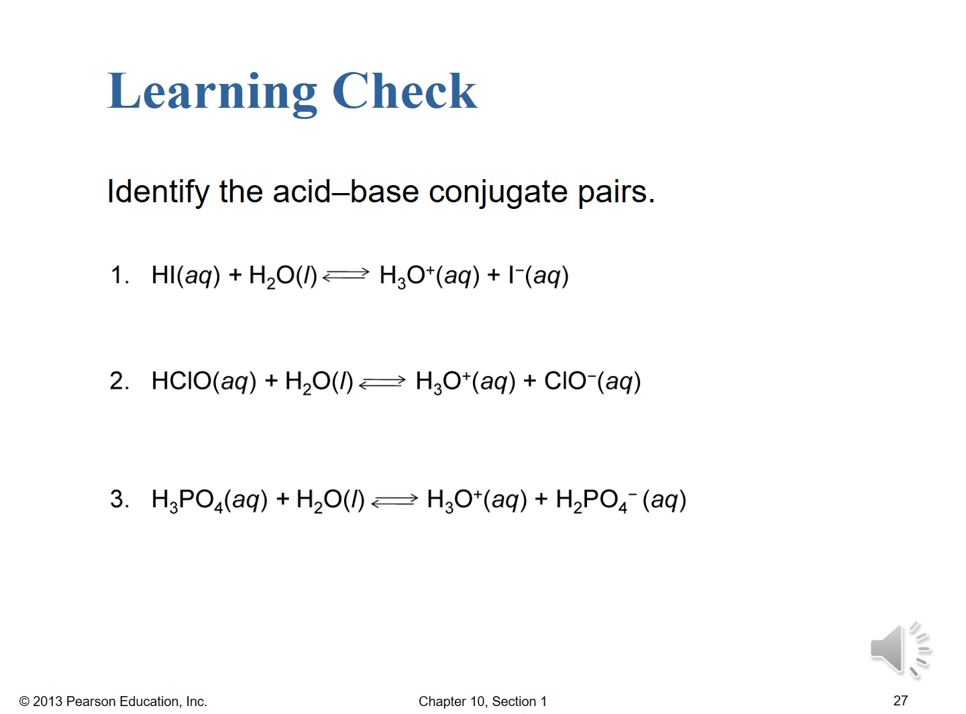Okay, with a final learning check before we leave this section of chapter 10, identify the acid-base conjugate pairs for these 3 chemical reactions. So remember, you'll have an acid on one side and its conjugate base on the other, and then you'll have a base on one side and its conjugate acid on the other. And so just identify those pairs for each of these 3 equilibrium processes. Pause the video here. When you're ready to check your work, start back up, and hopefully you'll identify all of those correctly.